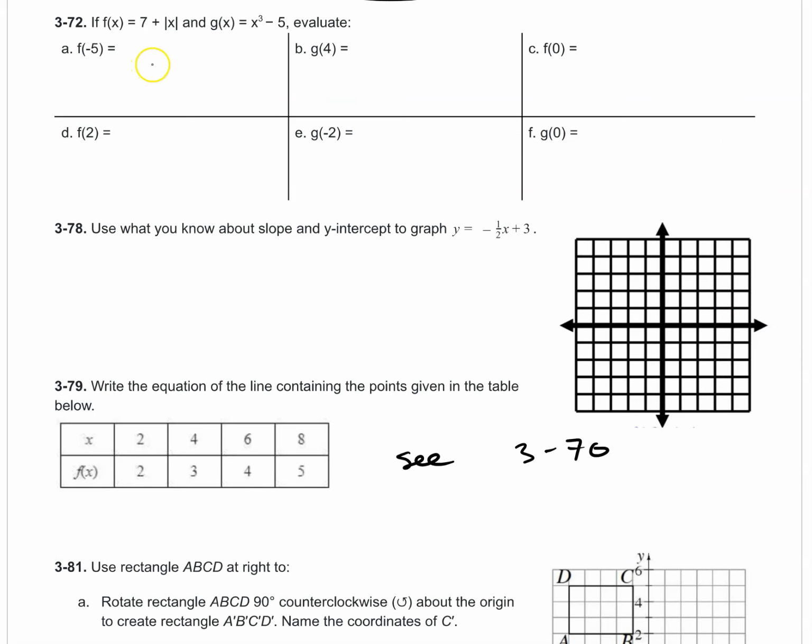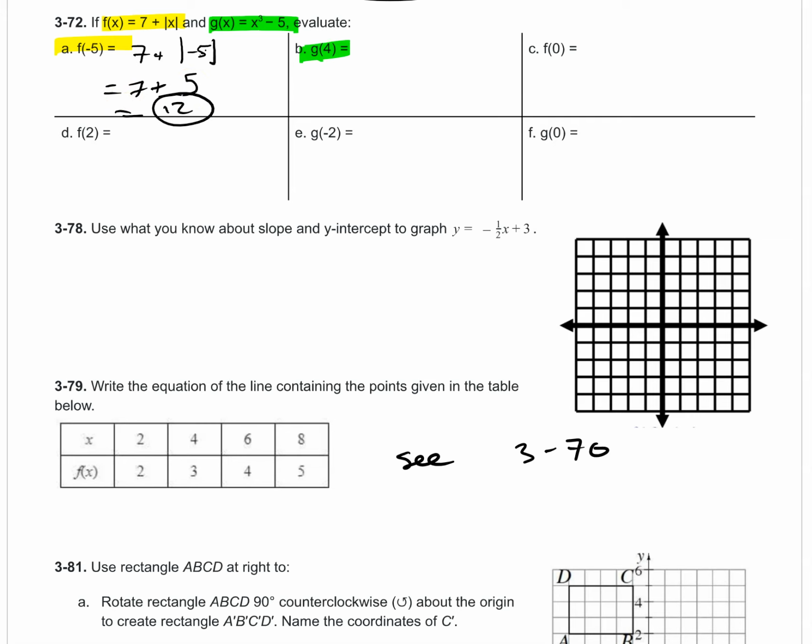Okay, 3-72, here's the setup. Here's the function f of x. And here's the function g of x. Let's start with f of -5. Replace x with -5. That's 7 plus the absolute value of -5. When you take the absolute value, that's the number's distance from 0 on the number line. 5. It takes the number inside and makes it positive. And 7 plus 5 is 12. We're done.